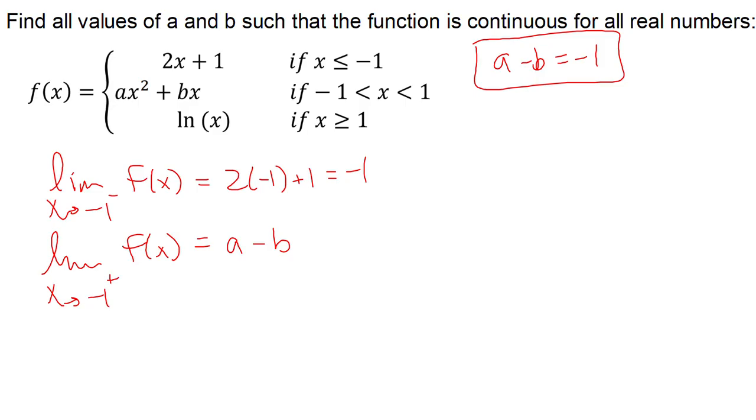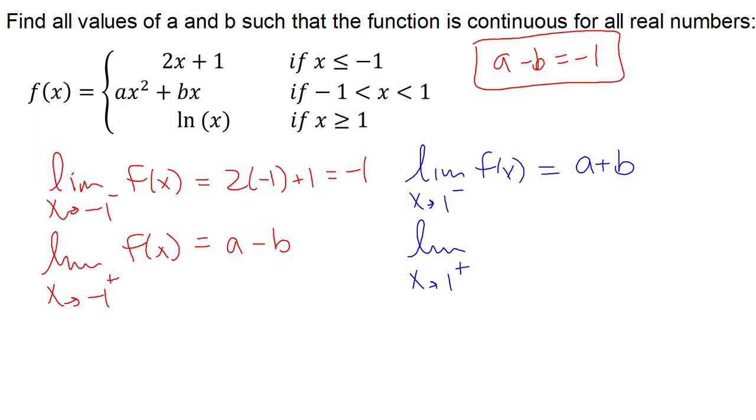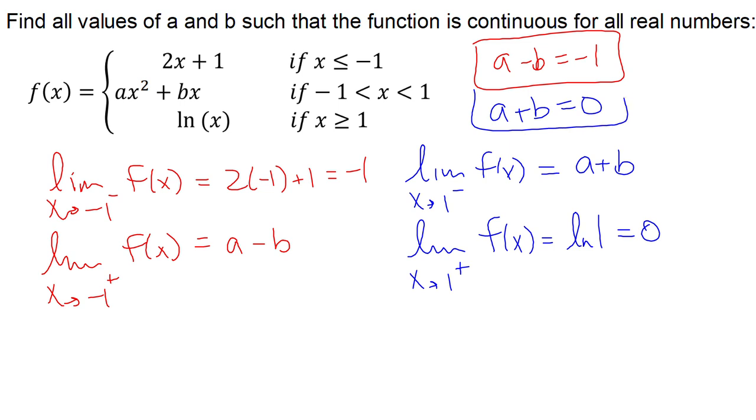And then we've also got the limit as x approaches 1 from the left of f of x. Well, that'll just be a times 1 squared, or a, plus b times 1, which is just b. And as we do the limit as x approaches +1 from the right of f of x, that should just be the natural log of 1, which is 0. So we now have a plus b is equal to 0. Those are the two equations that we need to satisfy in order to make this thing continuous for all real numbers. Well, those are already set up nicely.